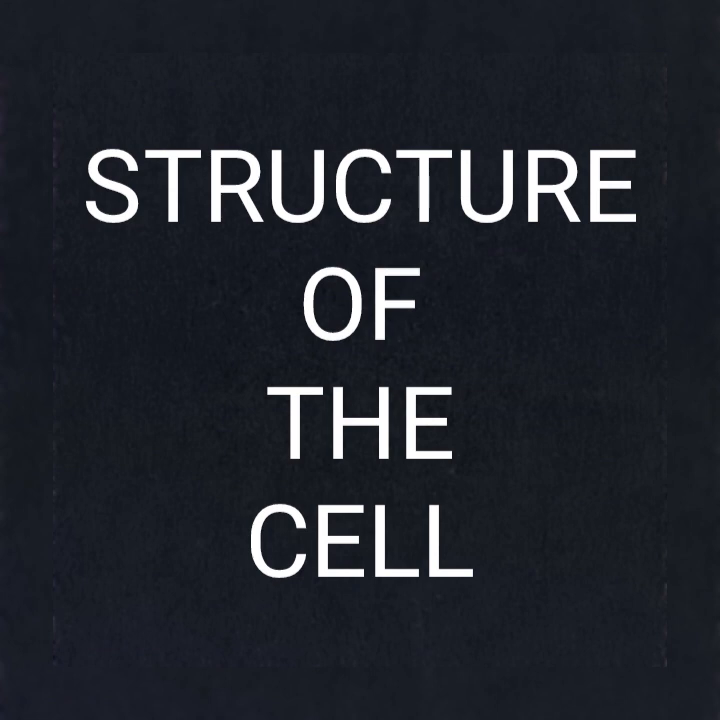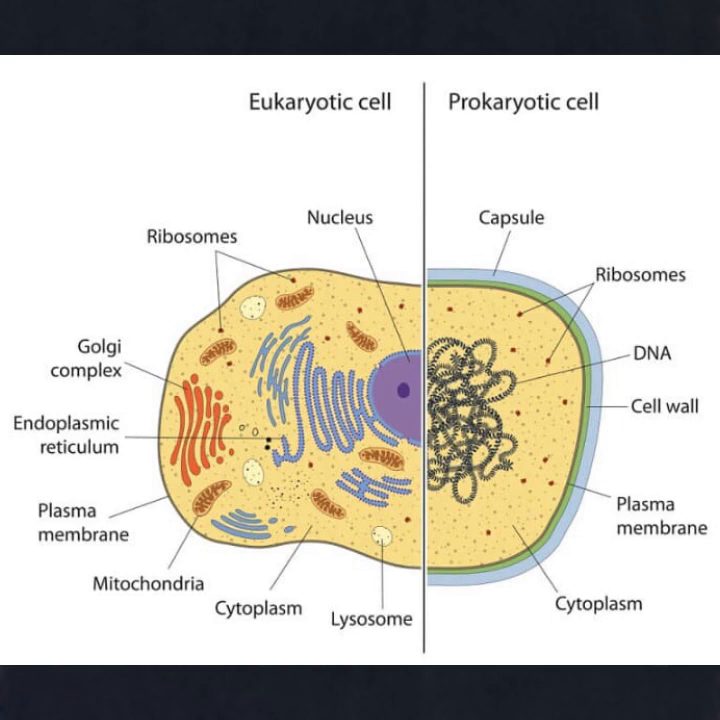In our last video, we got to know about the brief introduction to a cell, its structure and its characteristics. Today, let's know about the cell structure in detail. So based on the cellular structures, cells are of two types, prokaryotic cells and eukaryotic cells.